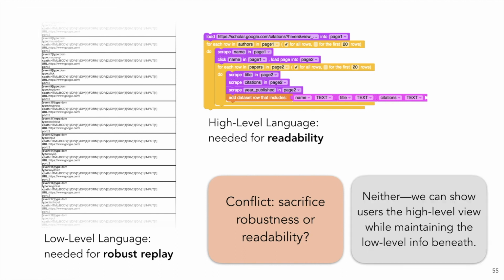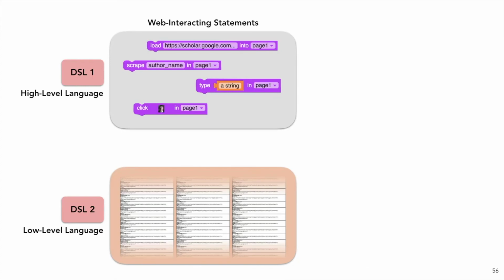And so, of course, naturally, it's neither, right? So we can show the users the high-level view while still maintaining the low-level information beneath. And so that's what we actually ended up doing for the Helena project. So we have these web interacting statements where over the course of the recording, when we're actually watching what the user is doing, we're seeing what comes in the low-level language. We're seeing in DSL2. We'll then use a reverse compiler to map it into the high-level language, which we can then display in our blocks-based editor.